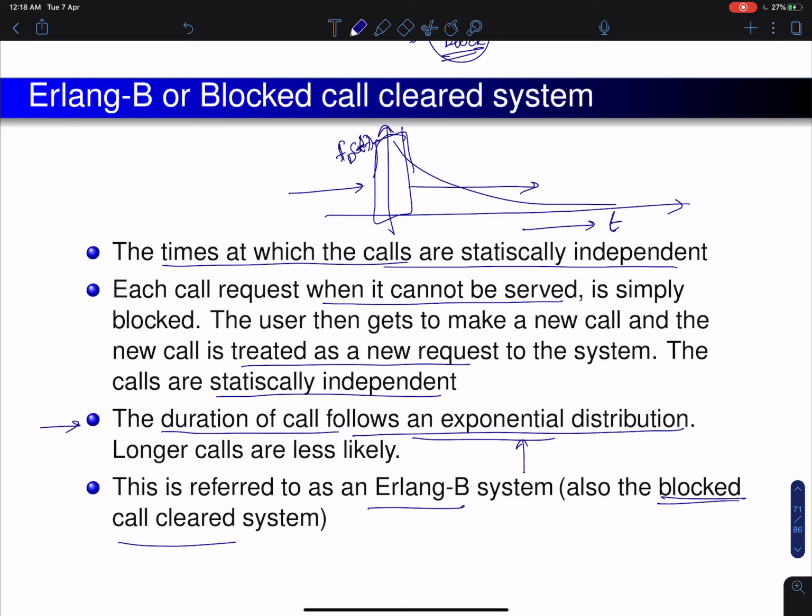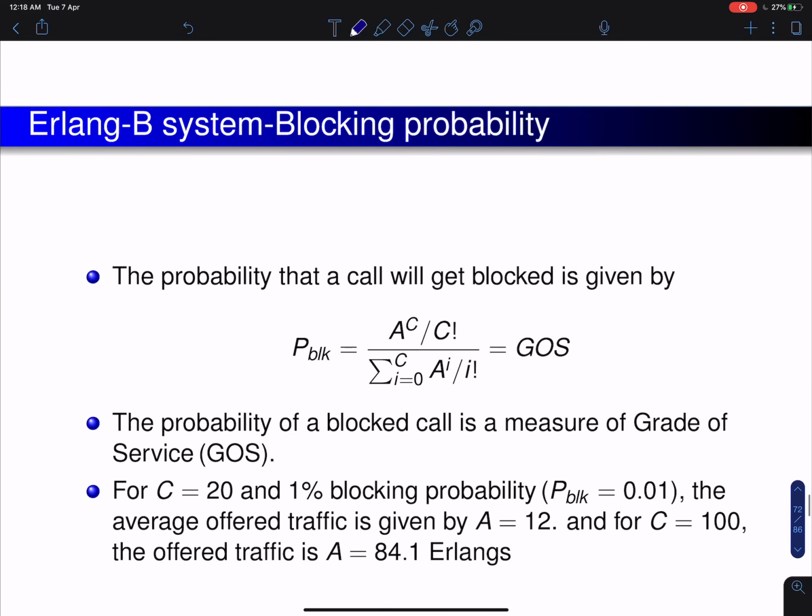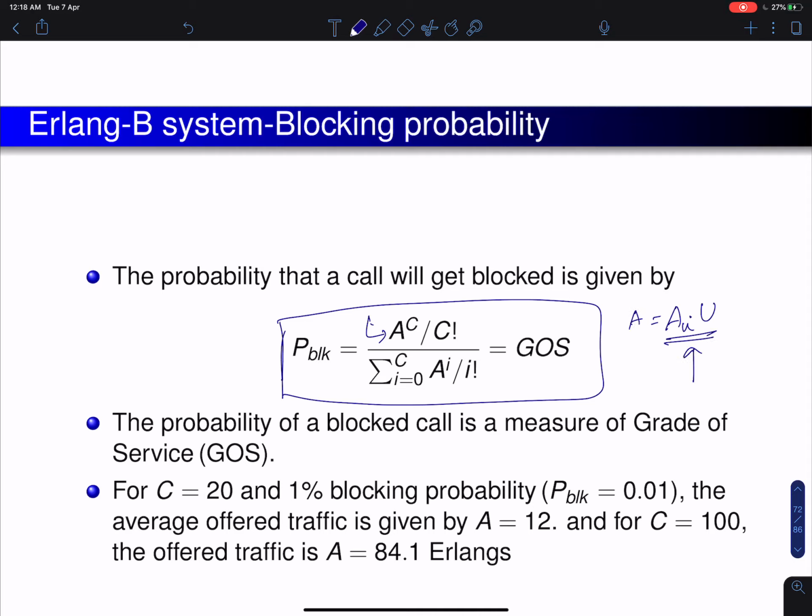Okay, so it's a blocked call cleared system, BCC system, or an Erlang B system. Now the probability of a call blocking in an Erlang B system is given by this expression. A here is the offered traffic, which is found by each user offering a traffic A_U times the number of users in the cell. That will give me A. This is the average offered traffic in the entire cell.